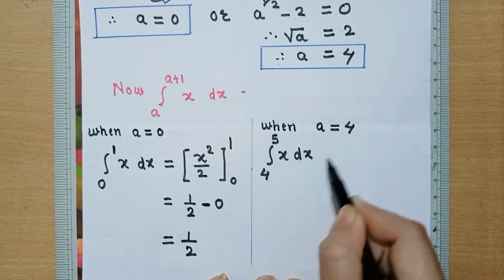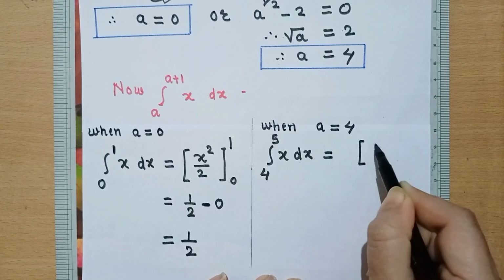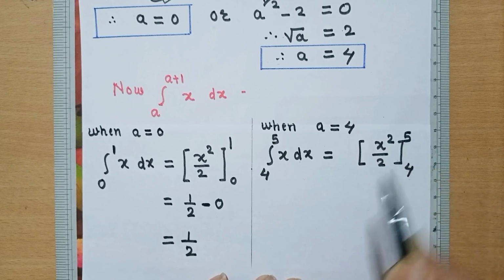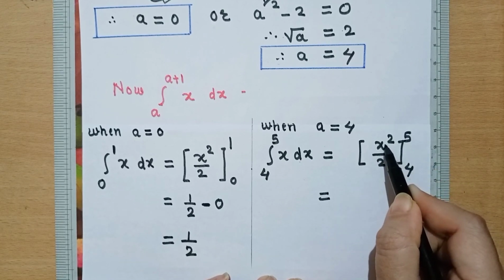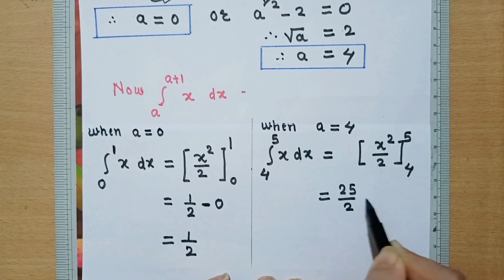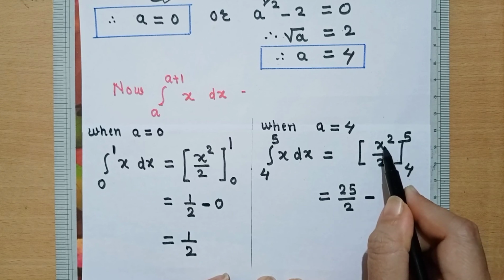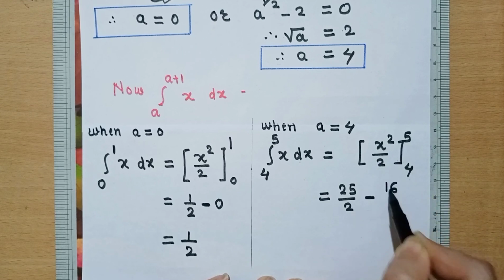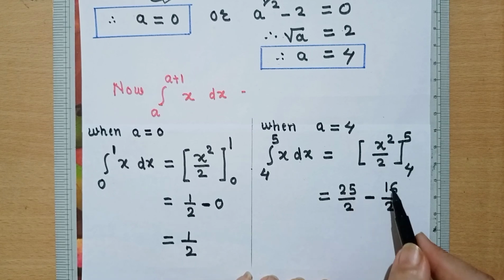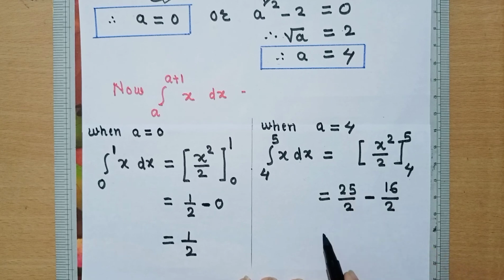And if a equals 4, then this will become the integration of x dx from 4 to 4 plus 1, which is 5, and again its answer is x square by 2, and limits are from 4 to 5. And now first substitute the upper limit, so here 5 square is 25 upon 2, middle sign minus. Now substitute 4 here, 4 square is 16 upon 2, and the denominator is the same, so we have to subtract numerators, so 25 minus 16 is 9 upon 2. So these are the values of this given definite integral.